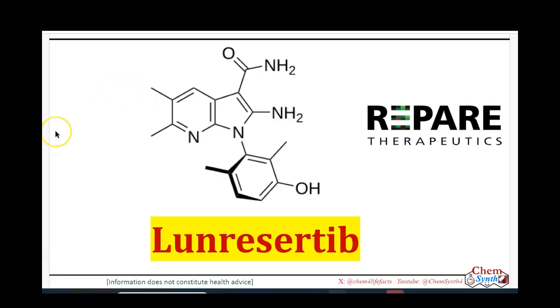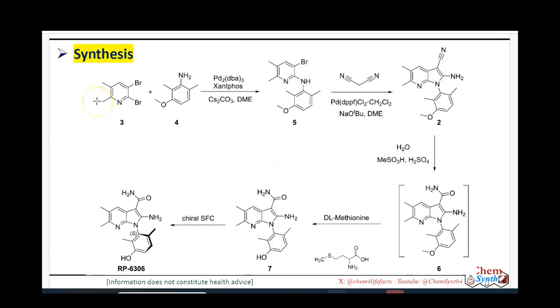Now I will discuss the synthetic route for this molecule. First, I will discuss the medicinal chemistry route, how they synthesized it. They started first with a palladium catalyzed Buchwald-Hartwig coupling between this dimethyl dibromopyridine and this methoxy dimethyl aniline derivative.